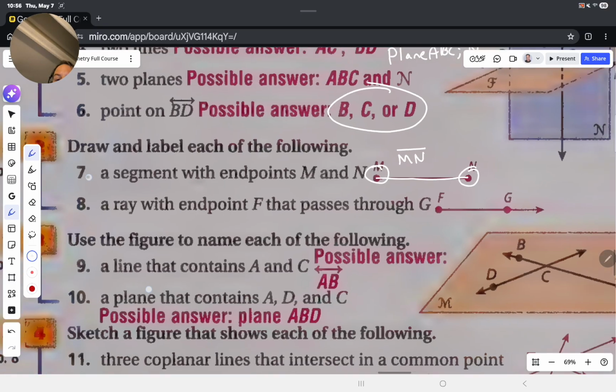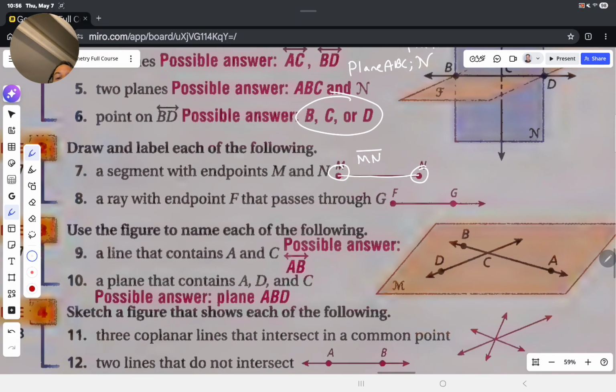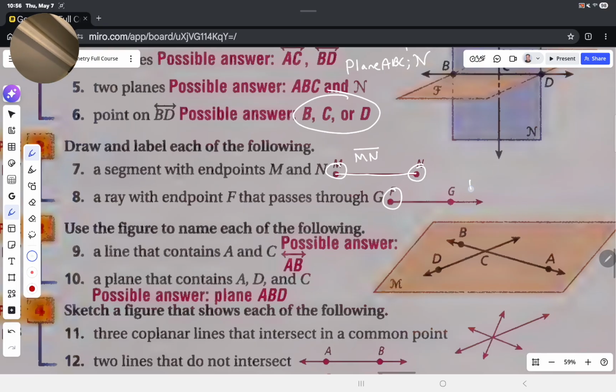What about a ray with endpoint F that passes through G? Now, order does matter. We need to make our endpoint F there because this is going to be ray FG. Let's label that FG, and I don't even need the dot there. Just draw the line with the arrow. There we go. Ray FG. Great. So a dot labeled F on the left and a dot labeled G to the right. A straight line from F through G with an arrow at the end here to the far right end. And then here's our ray. Ray FG.